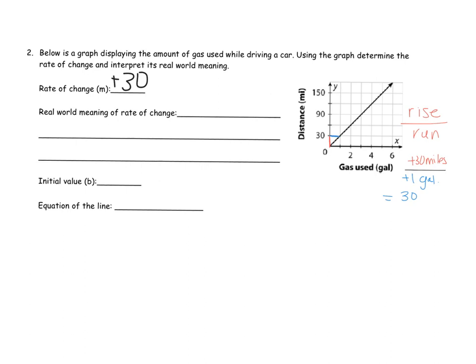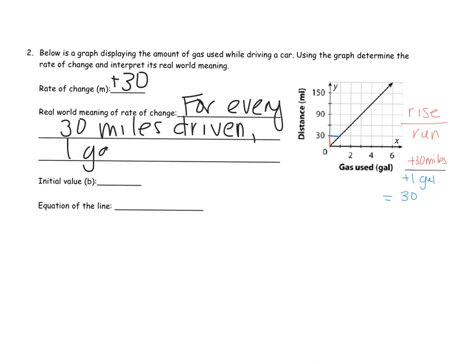The real world meaning behind this, we touched on this. For every 30 miles driven, 1 gallon of gas is used. Now my initial value, that corresponds to my y-intercept. So this really means our y-intercept. Where is my graph starting on my y-axis? It's starting here at the origin at 0. So my y-intercept is 0.